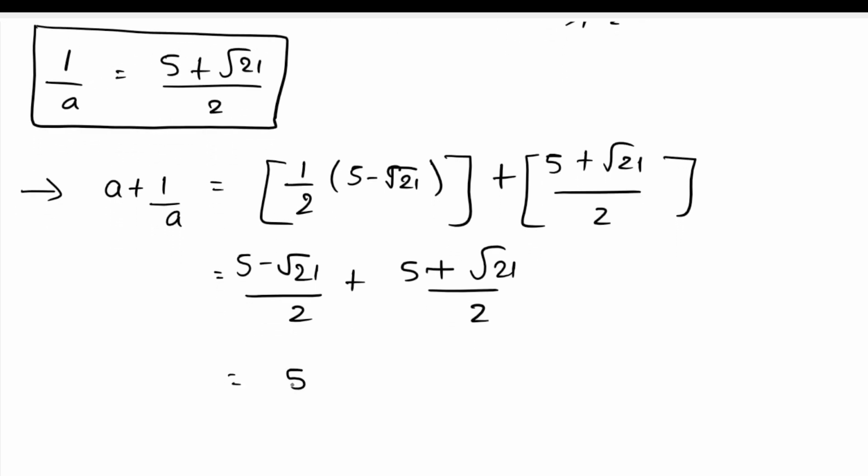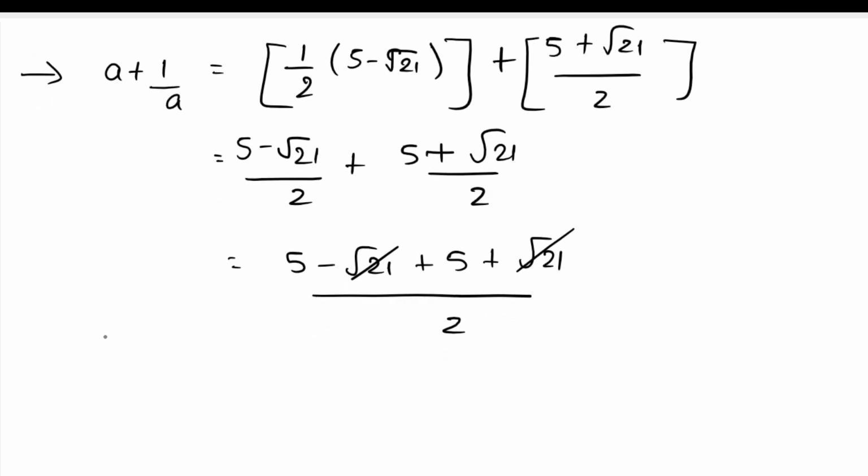Which is equal to 5 minus root 21 plus 5 plus root 21, the whole divided by 2. Here minus root 21 and plus root 21 will get subtracted. So therefore, we get a plus 1 by a is equal to 5 plus 5 is 10, 10 by 2. So 2 5s are, therefore a plus 1 by a is equal to 5.